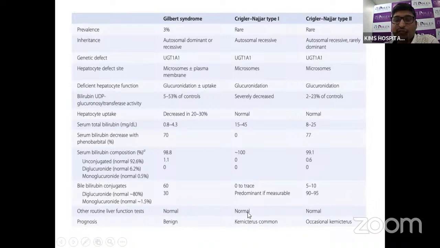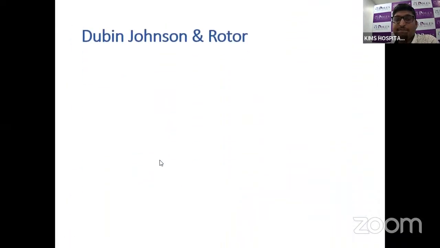So these children with type 1 are at high risk for kernicterus. Gilbert is benign and can persist lifelong, but doesn't cause any risk for neurological dysfunction. The UGT1A1 enzyme isoforms are also involved in xenobiotic and toxin transformation, so some drug hypersensitivities can also present in these children.